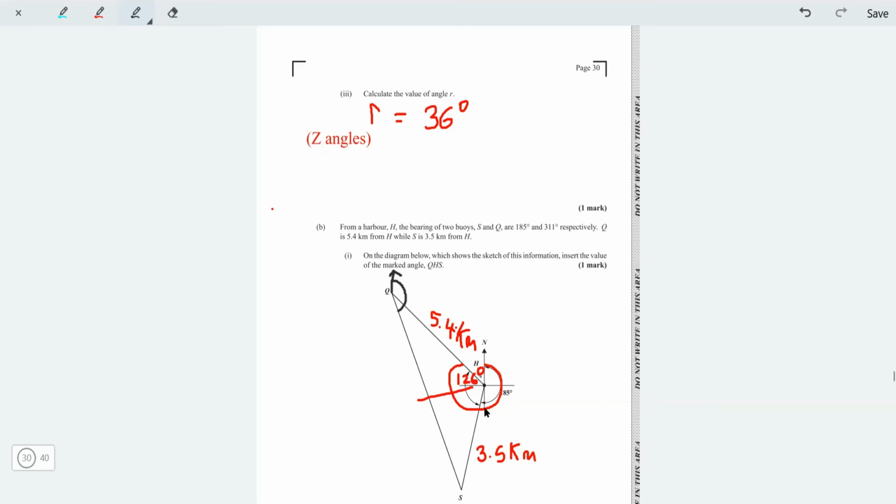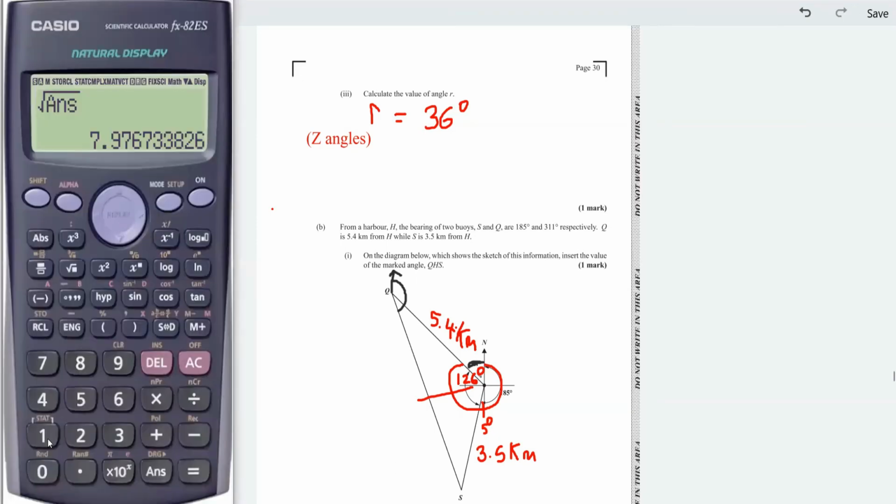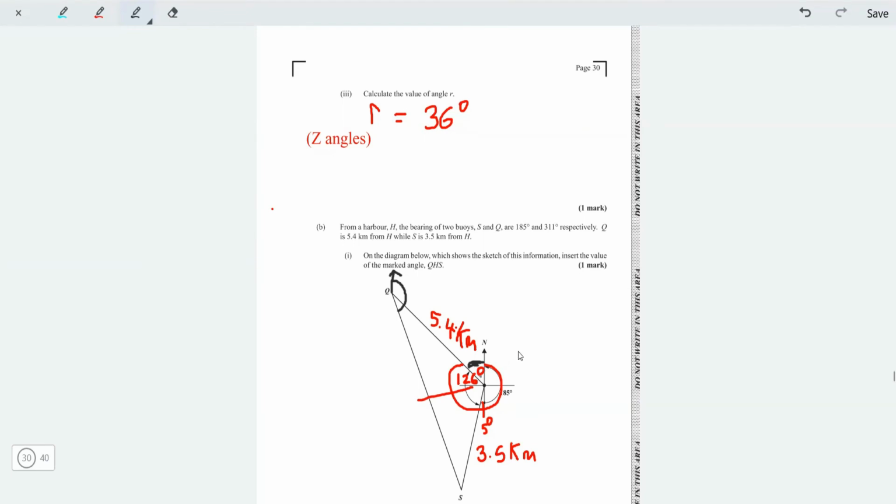Because that little piece here is 5 degrees. That piece here is 126 degrees. That means this angle right here, if you put that in a calculator, angles on a straight line is 180. So 180 minus 126 minus 5 will give you 49. That means that this angle right here is 49.